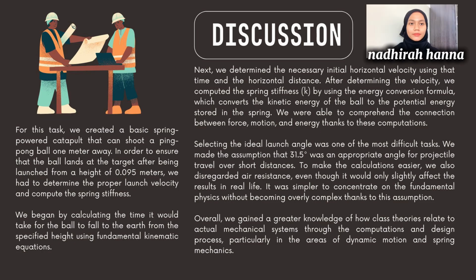That's all from me. So, from this task, we create a basic spring-powered catapult to launch a ping pong ball 1 meter to hit a target from a height of 0.09 meters. We calculate the needed launch velocity and compute the spring stiffness. We begin by calculating how long it would take for the ball to fall using basic kinematic equations. Next, we determine the initial horizontal distance. After that, we use the energy conversion from the ball's kinetic energy to the spring's potential energy. These steps help us understand the link between force, motion, and energy.